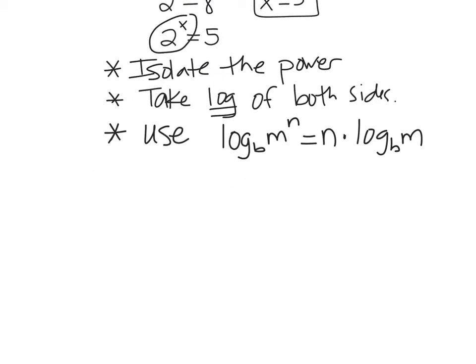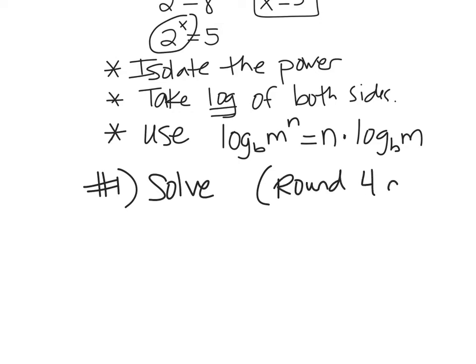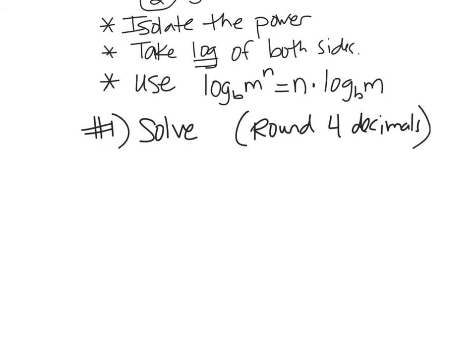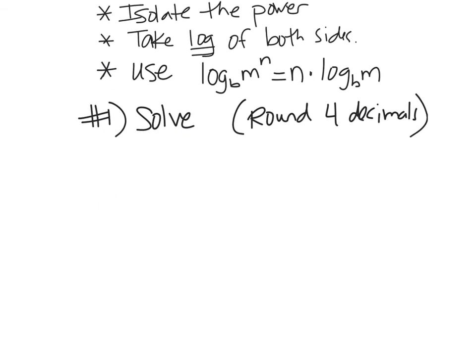Here we go. Number 1. We're going to solve, and we're going to round to 4 decimal places. By the way, you are solving equations, which means you need to write the problem down in your homework. You have to write it down, and you have to show your work. Anytime you're solving an equation. All right, so here we go. 16 to the 3x is equal to 8.